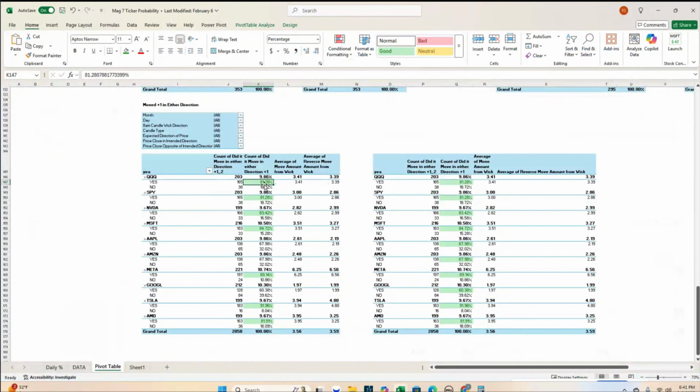So if I size for zero and my position size is $500 a trade, and I take 10 trades, 81% of the time I'm going to hit my 100%.